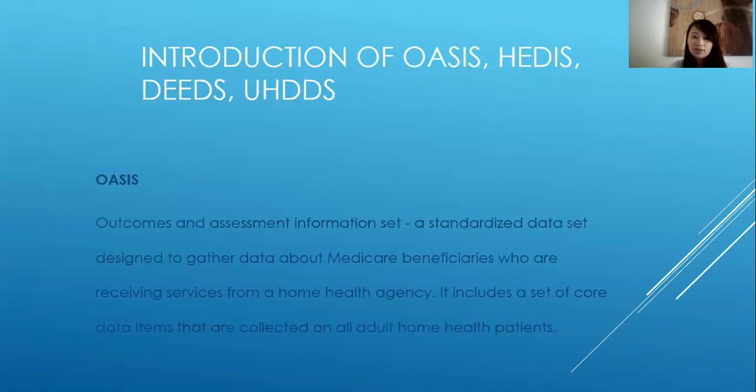The first one we discuss is OASIS, Outcomes and Assessment Information Set, a standard data set designed to gather data about Medicare beneficiaries who are receiving service from a home health agency. It includes a set of core data items that are collected on all adult home health patients. It's sponsored by the Healthcare Financing Administration. Data are used to assess the outcome and measure the quality of the healthcare service given to the patient.